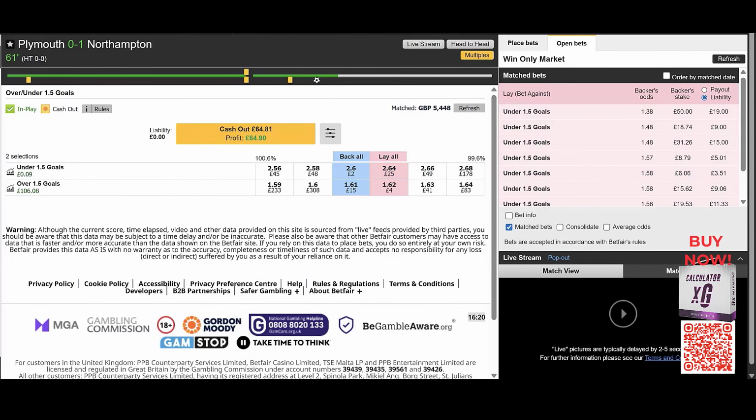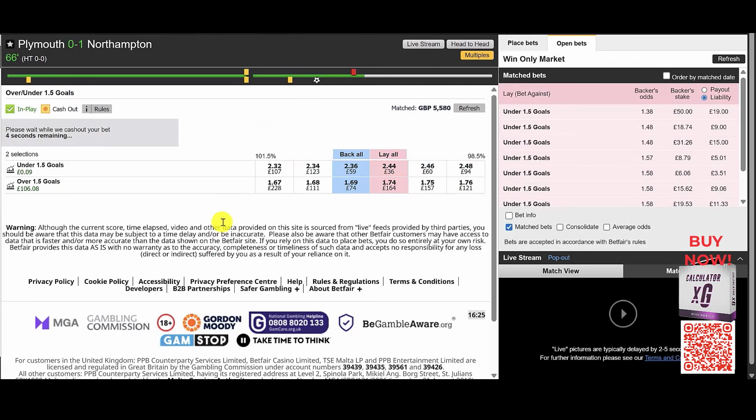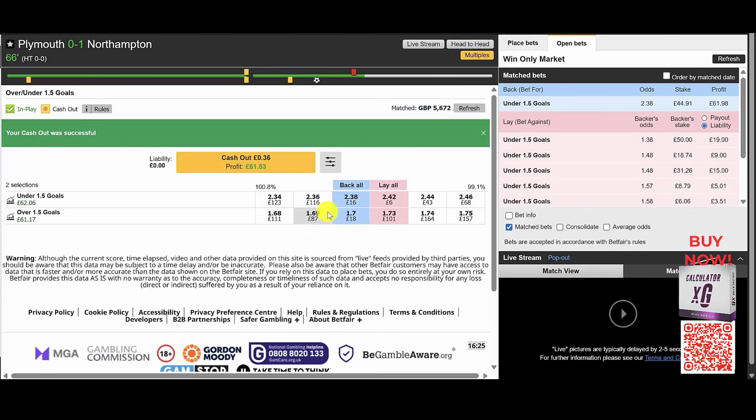Plymouth 0, Northampton 1 on 61 minutes. 66 minutes on the clock. We just had a red card to Plymouth. That is going to change everything. And we will actually exit this trade now and take what we can. Just take what we can off the table and move on.